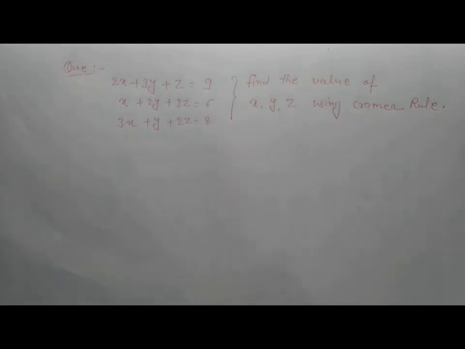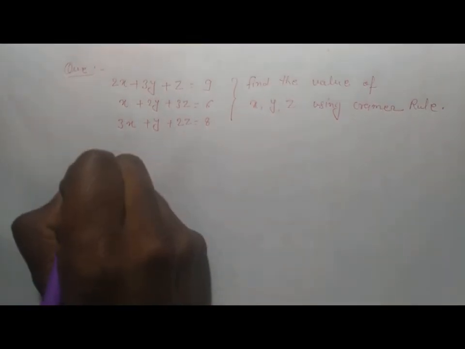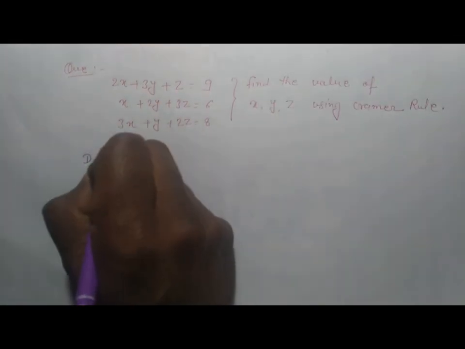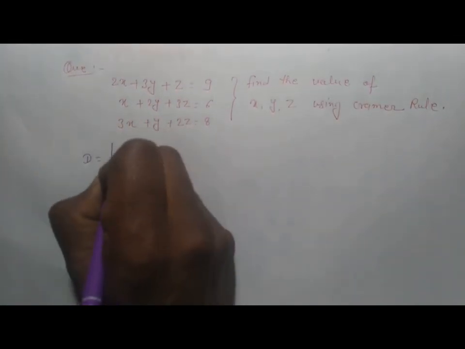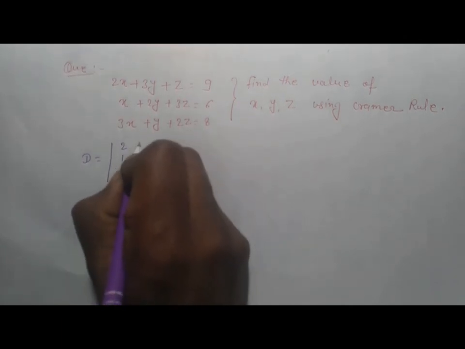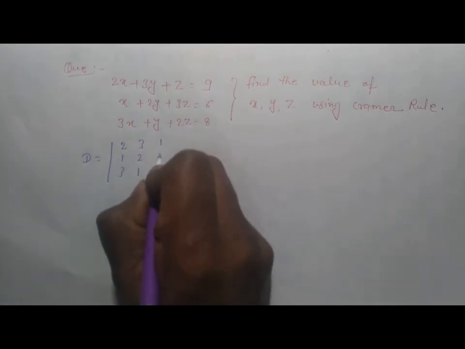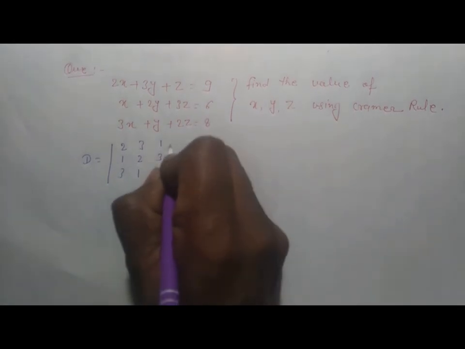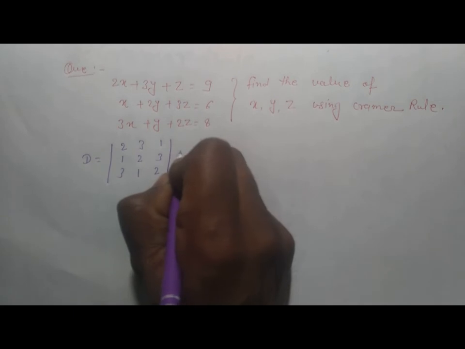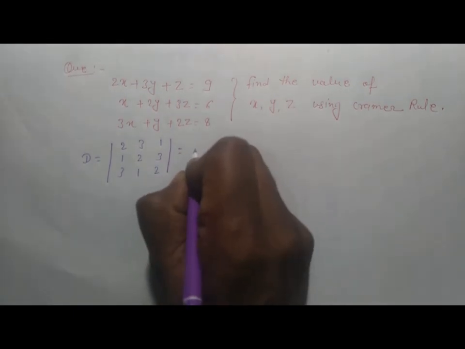First of all, we find the value of d. D is the determinant of the coefficients of x, y, z. Write it down here and then find the value of d using the determinant method. So write down the d value. The x coefficients are 2, 1, 3, the y coefficients are 3, 2, 1 and the z coefficients are 1, 3, 2. Then find it using the determinant method.